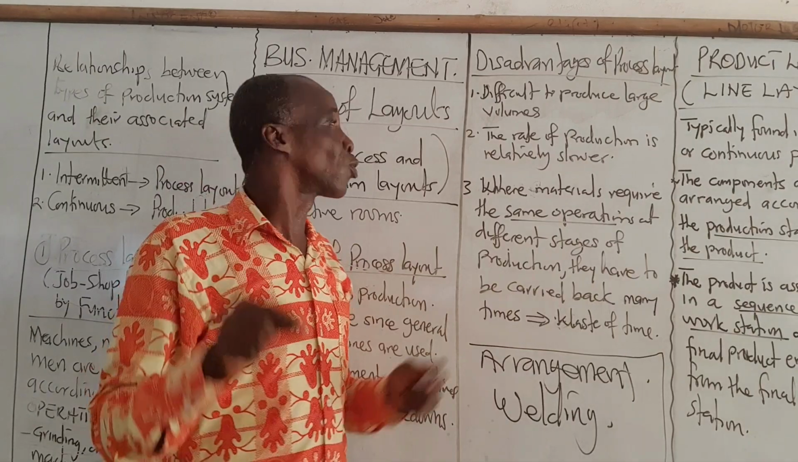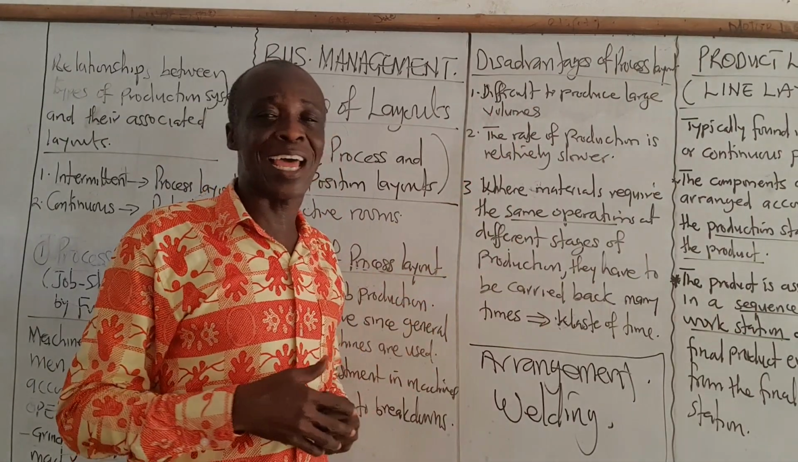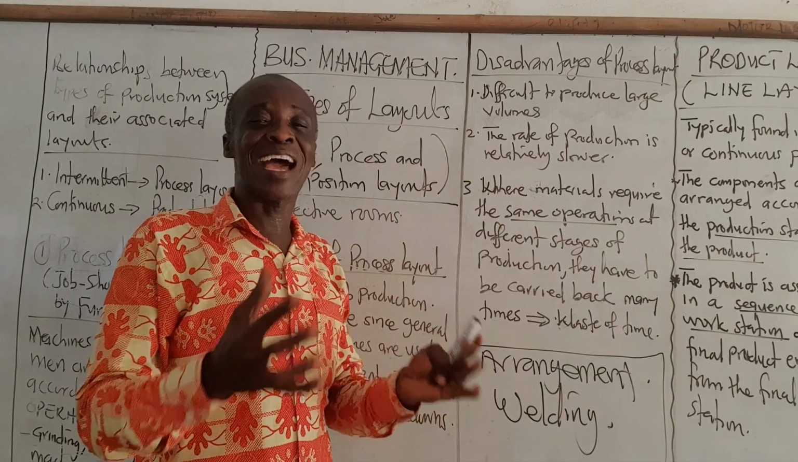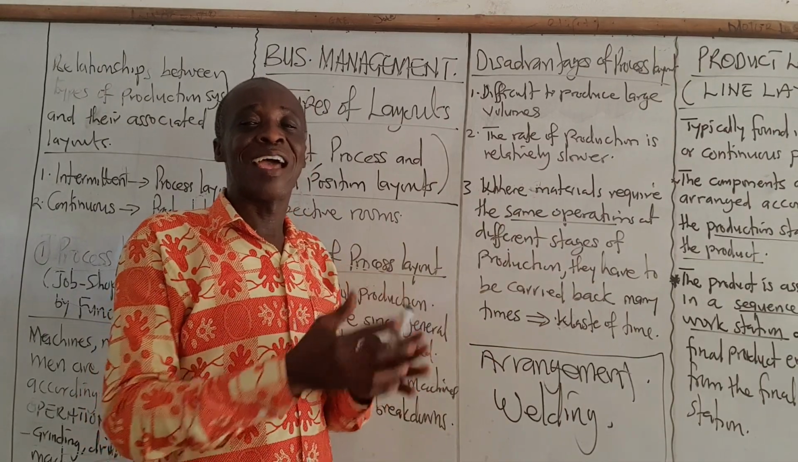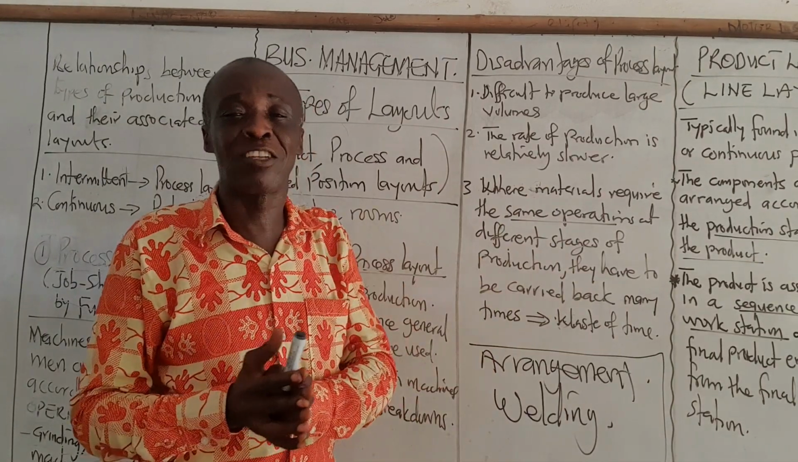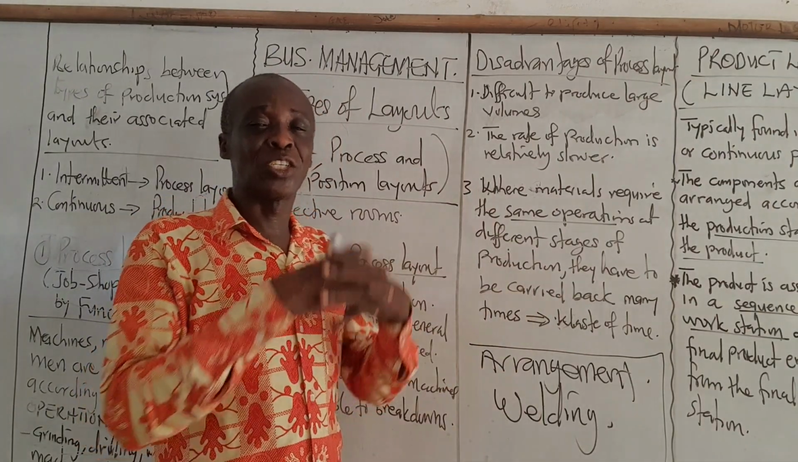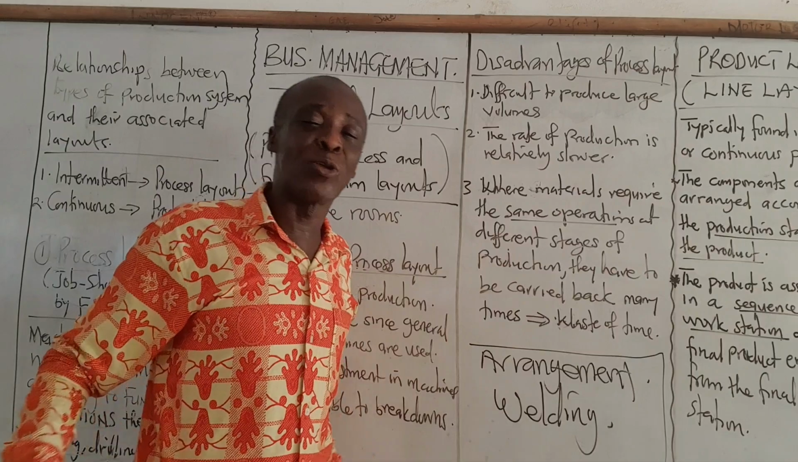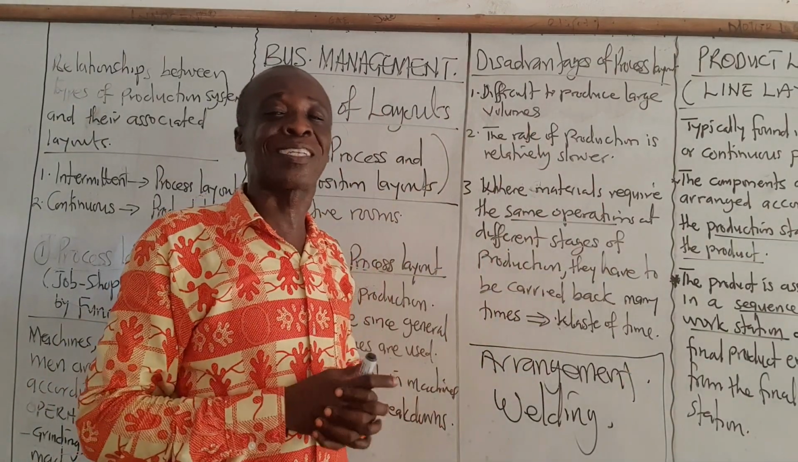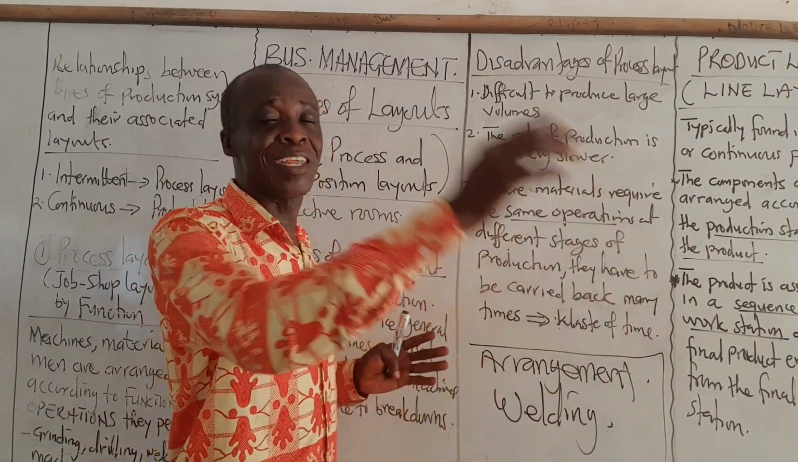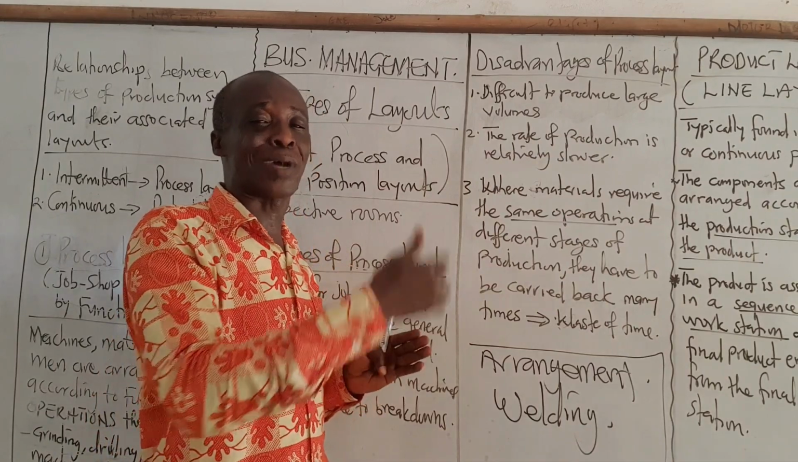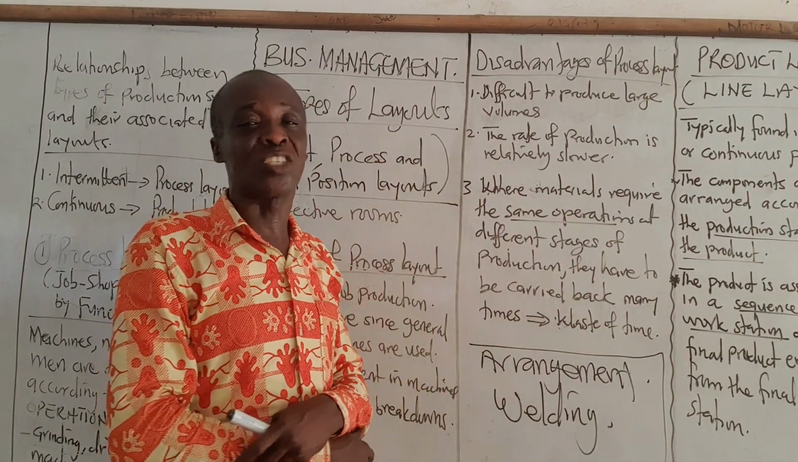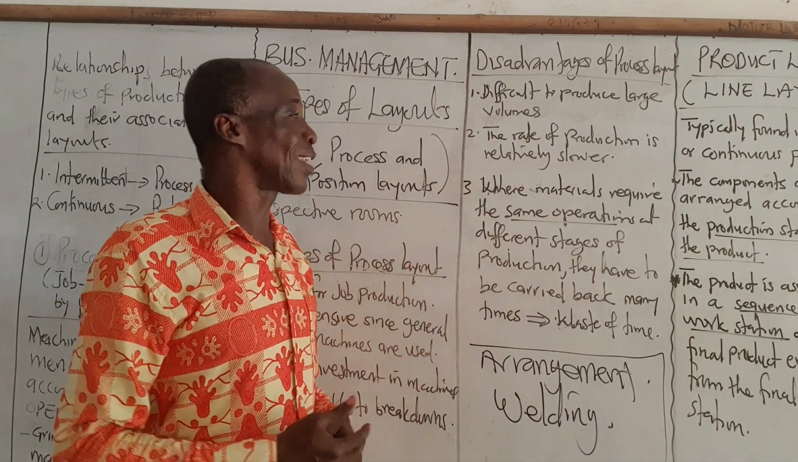It is difficult to produce in larger quantity because men have to be carrying the material from one workstation to the other. When it is the product layout, that is not the case. You are using the continuous production system, so the material will move automatically from one workstation to another. So that is for that one.